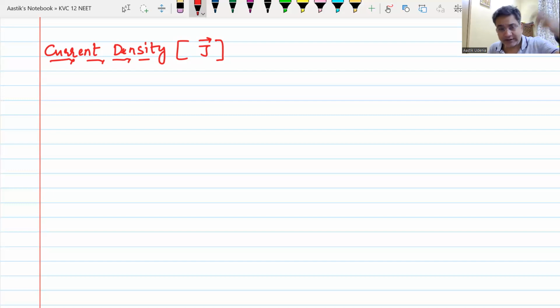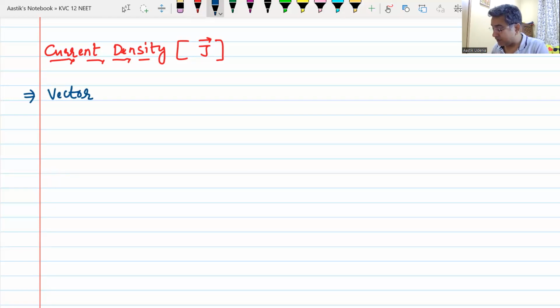Current does not obey vector law. So if one current is coming from here, another current is coming from here, you can find out how much current is going in the third branch. We have seen that yesterday. But there is a vector which can be associated with current, and that is known as current density. Current density is a vector quantity.